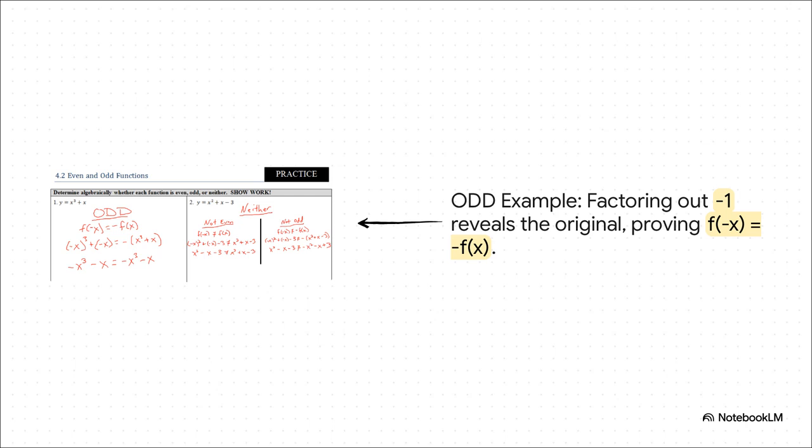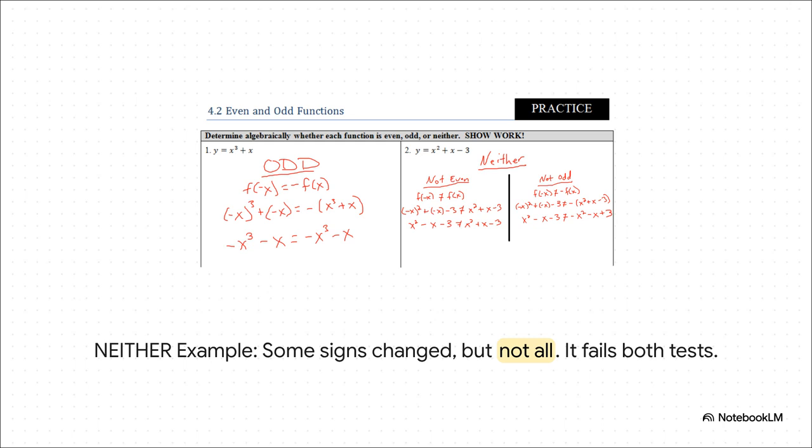It's odd. And finally, here's what happens when a function is neither. We plug in our negative x, we simplify, and now we look at the result. Is it exactly the same as the original? Nope, so it's not even. Is it the exact negative of the original? Nah, not that either. Since it fails both tests, it's neither.